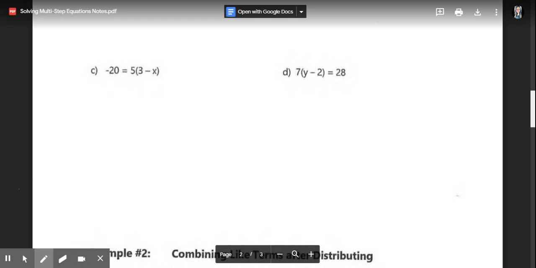Problem C says negative 20 equals 5 times 3 minus x. So I'll find the equal sign, draw my line down the middle. I'm going to distribute that 5 into both terms. So I'll start with the negative 20 equals 5 times 3 is 15. 5 times this negative x makes negative 5x. I'm going to box off the variable. Outside of the box, I have a positive 15. To undo that, I'm going to subtract 15 from both sides.